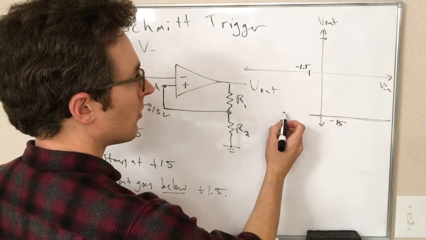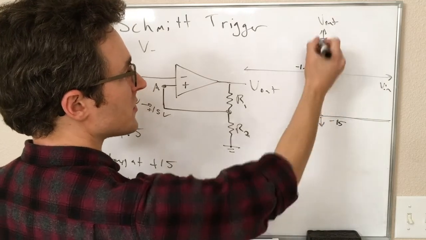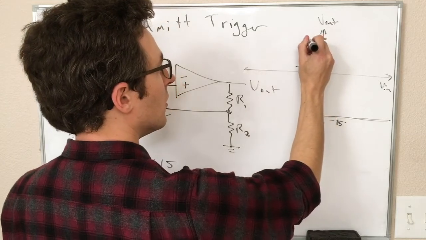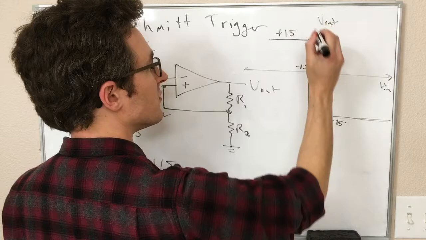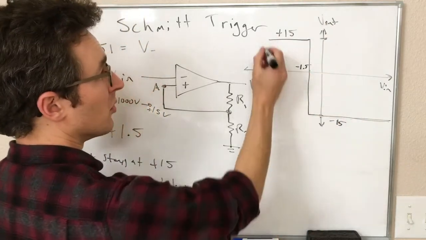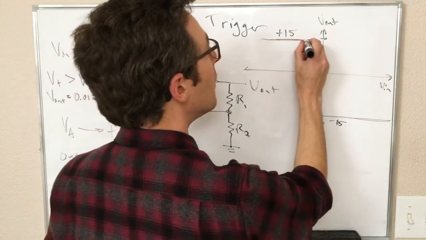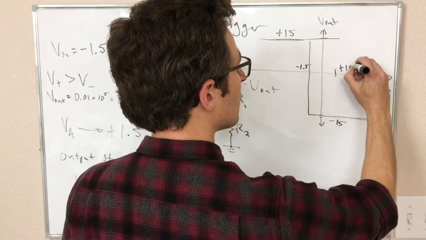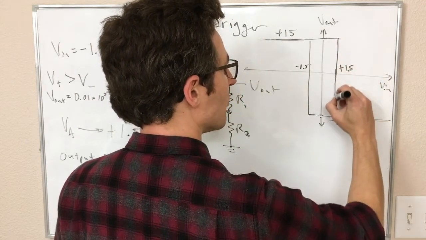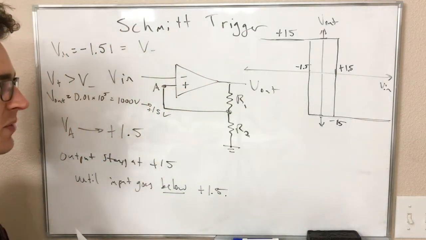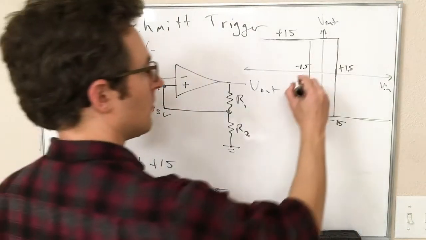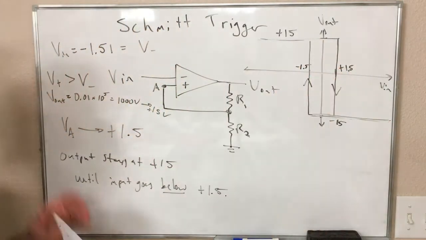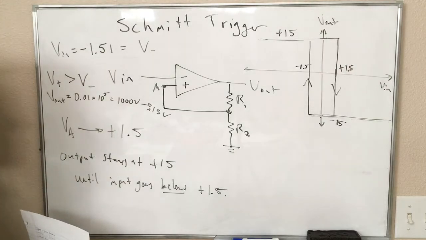If we go below minus 1.5 though, all of a sudden we switch. So if we go too low this way, we switch up to this plus 15 volt output, which is stable for any value of the input up to plus 1.5. At which point, if we go above that, we switch back to minus 15. So we have these two stable states and these two transitions that can happen between them at these two different voltages.